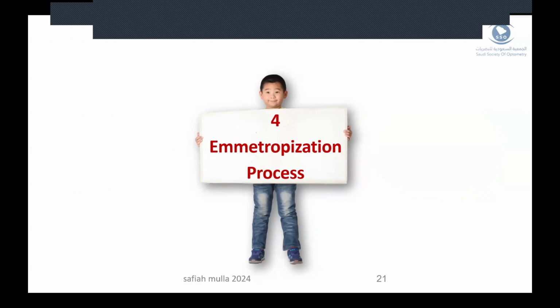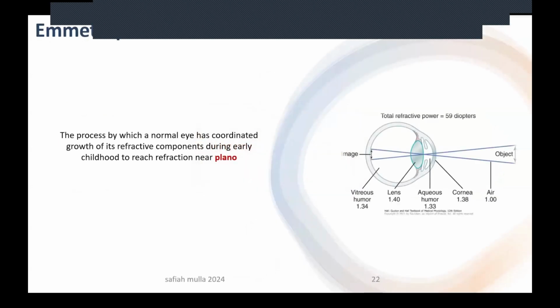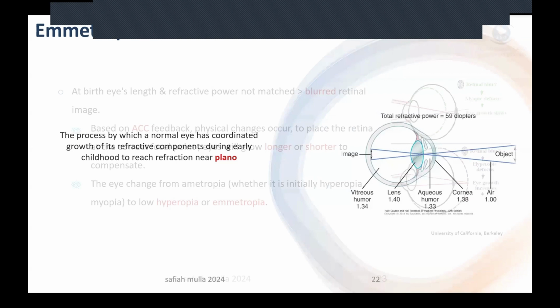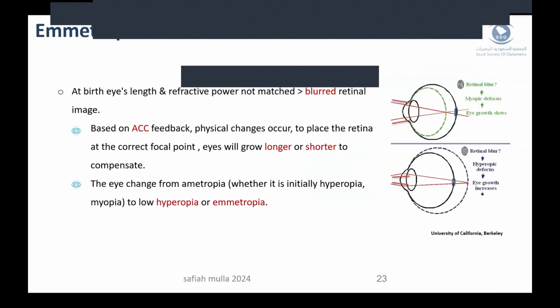We said also we need to understand the emmetropisation process. So what is emmetropisation? It is the process by which a normal eye has coordinated growth of its refractive components during early childhood to reach a refractive near plane. We said that kids are born with hyperopia, so the eye length and the refractive power are not matched, so that will give blurred retinal images.